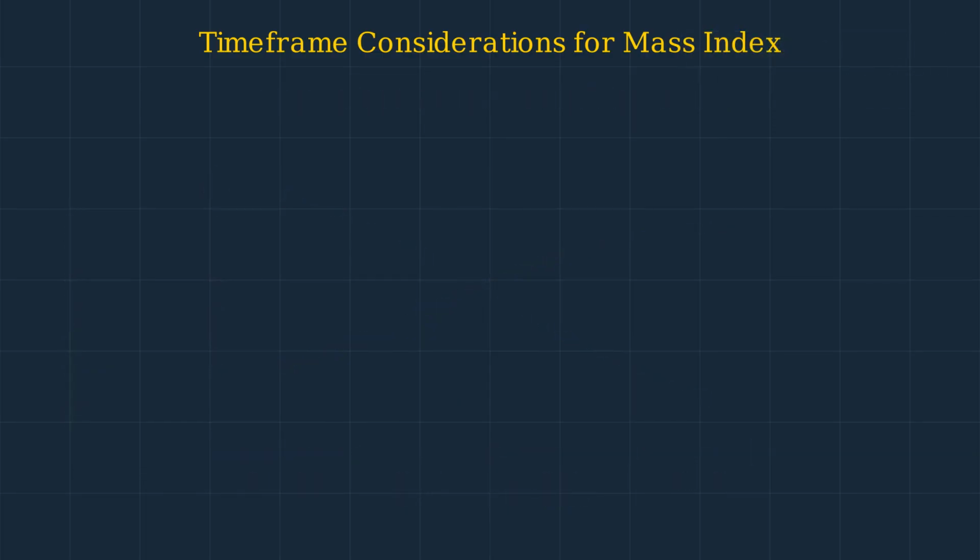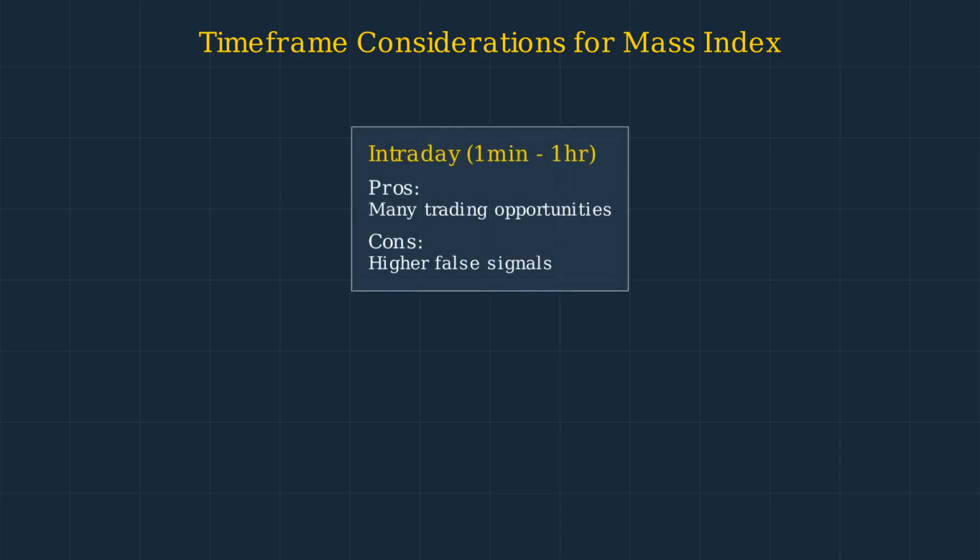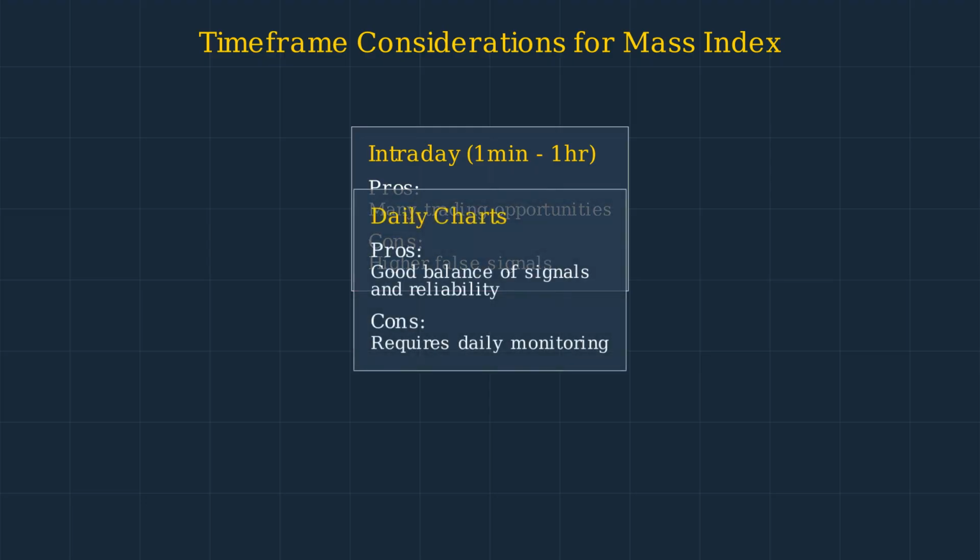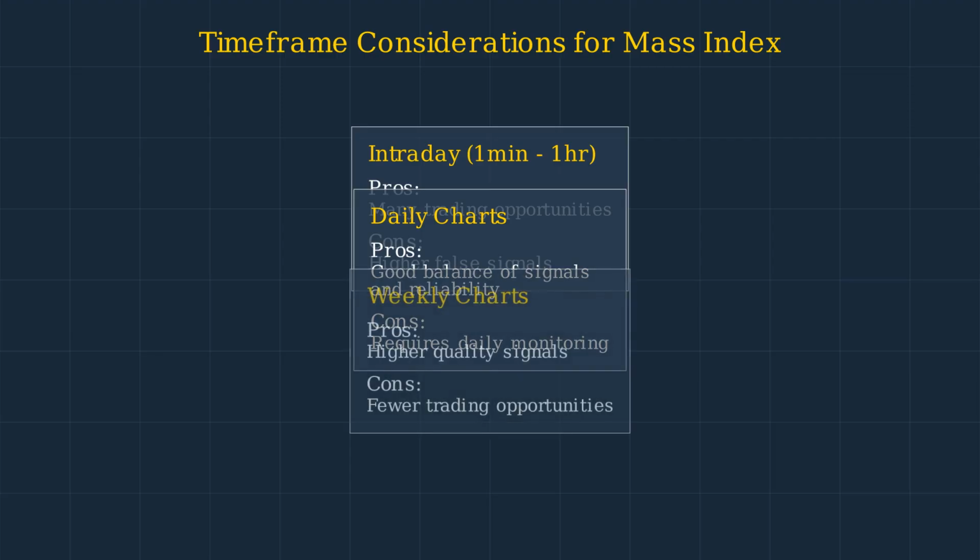Let's examine the specific characteristics of different timeframes. Intraday timeframes offer many trading opportunities, but come with a higher risk of false signals. Daily charts provide a good balance between signal frequency and reliability, making them popular among many traders. Weekly charts generate fewer but potentially more significant signals, suitable for longer-term position traders.